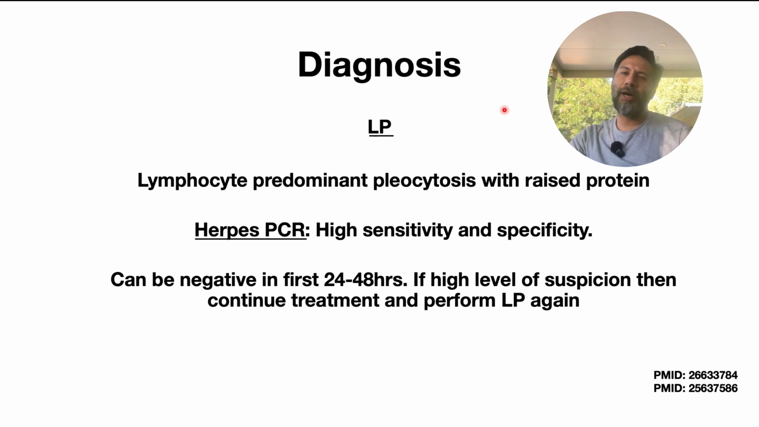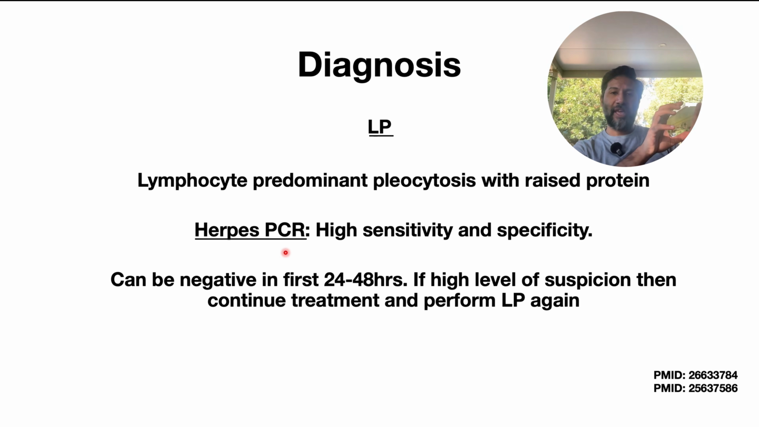So we do a lumbar puncture. We look for lymphocytic pleocytosis. So that means that the white cells are elevated. The lymphocytes specifically are elevated. And we want to do a herpes PCR. So we're doing a PCR test to look for herpes, high sensitivity, high specificity. And here's the caveat. If the patient presents too early or they present with their symptoms and you do the lumbar puncture too early, within the first 24 to 48 hours, it can be negative.